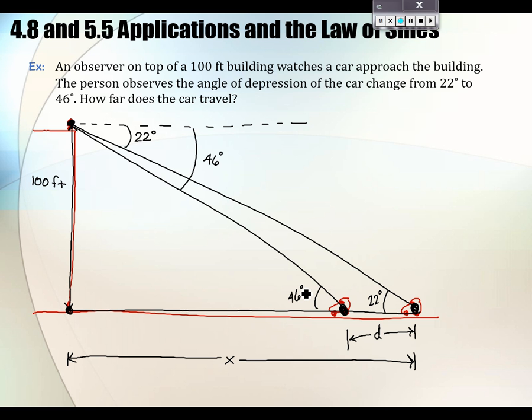All right, say this time like you mean it. Say that tangent of 22 degrees would be 100 over x. Tangent of 22 degrees is equal to 100 over x. I'm with you, okay. And you could also say that tangent of 46 degrees would be 100 over x minus d.